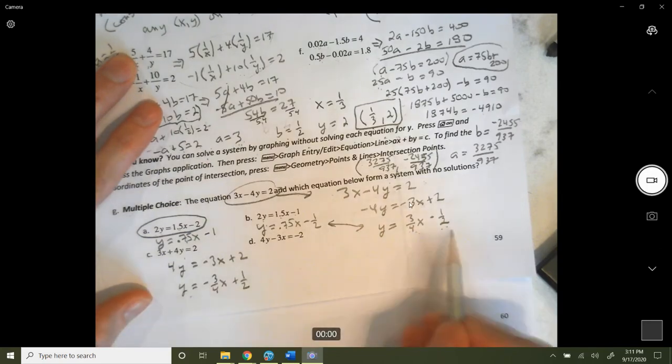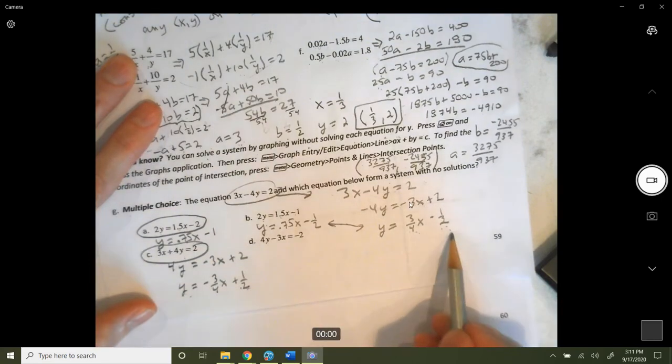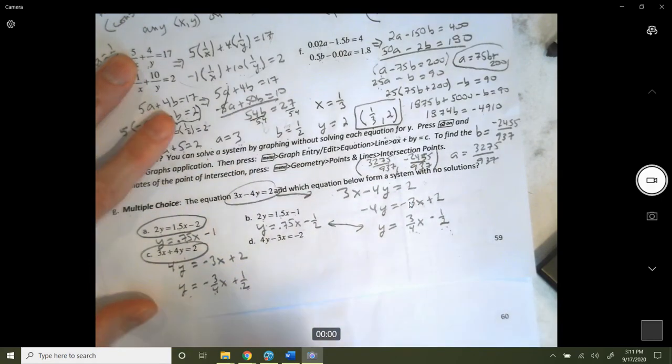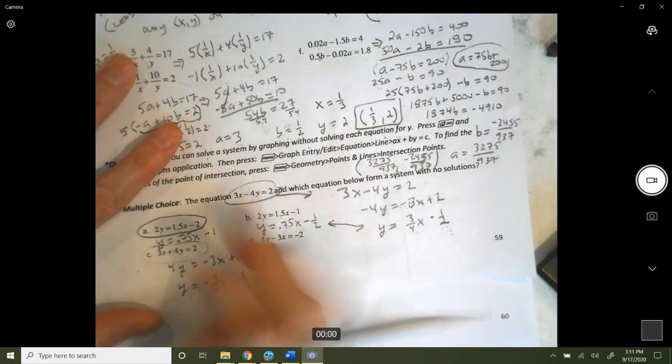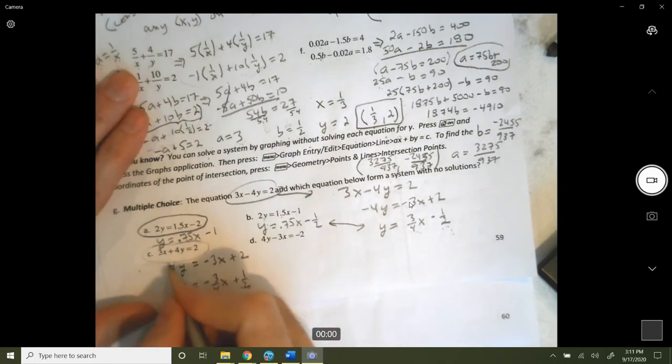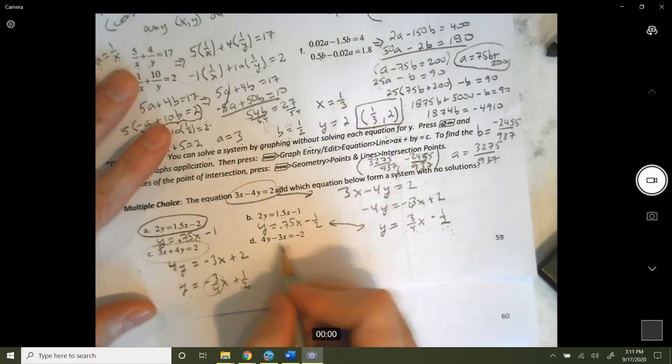Negative 3/4. Oh no, that's not. This one works because they have different y-intercepts, but the same... Oh, they don't have the same slope. Never mind. One has a positive slope, one has a negative slope. Two lines have different slopes, they will intersect, so not that one. Watch your positives and negatives. Let's go to this one.